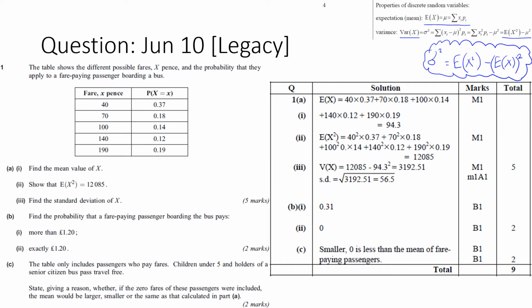The table only includes passengers who pay fares, children under 5, and senior citizens travel for free. If we included these zero fares, would the mean be larger, smaller, or the same? Well, if we included 0, that would be a negative outlier, and that would drag our mean down. So because 0 is less than the current mean, our mean would reduce. Hence smaller. The reason would be because 0 is less than the current mean.